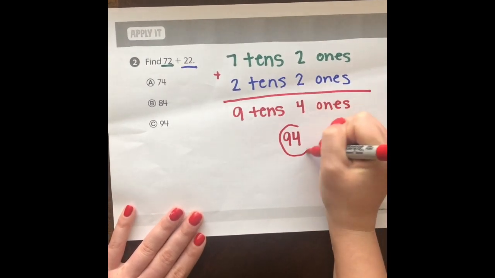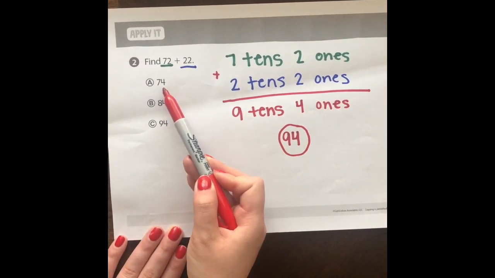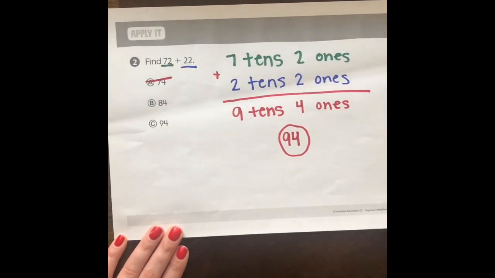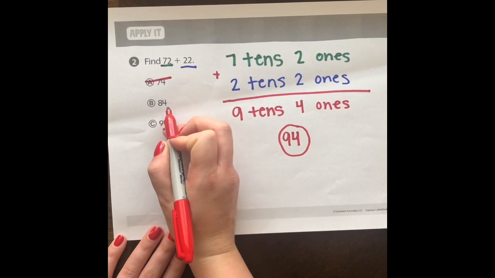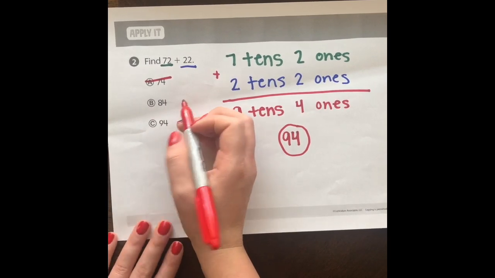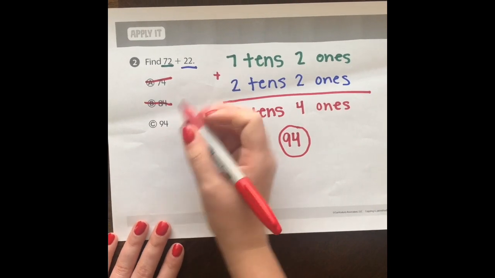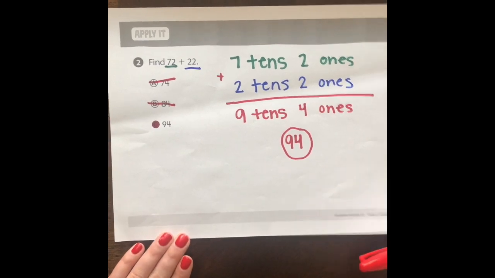So, is this 94? No, that's 74. Is this 94? No, there's a 4 in the 1s place, but there's an 8 in the 10s place. It's not right. And is this 94? Yes, it is. So this is going to be our answer, 94.